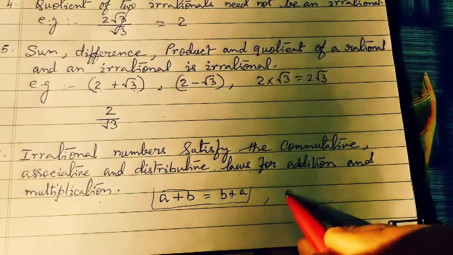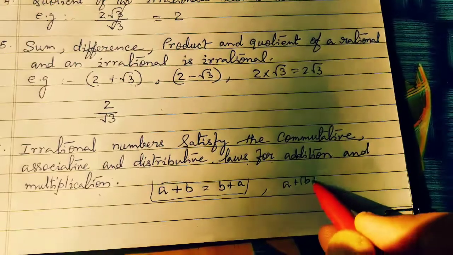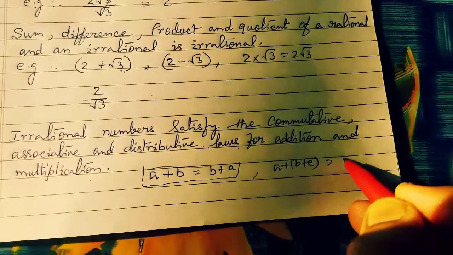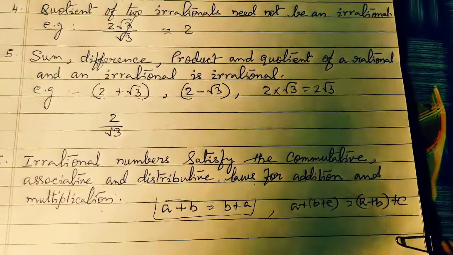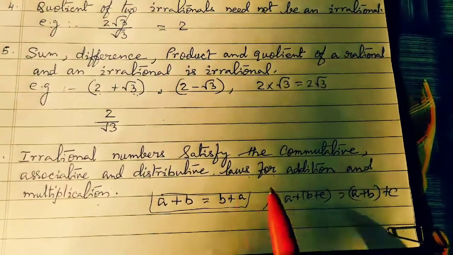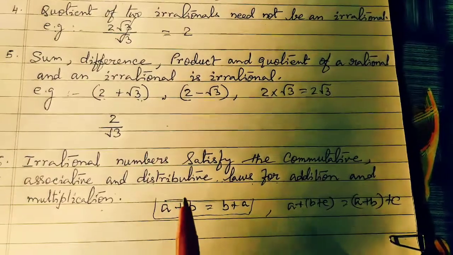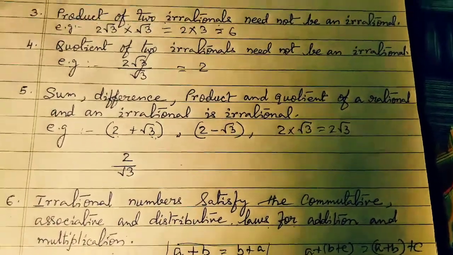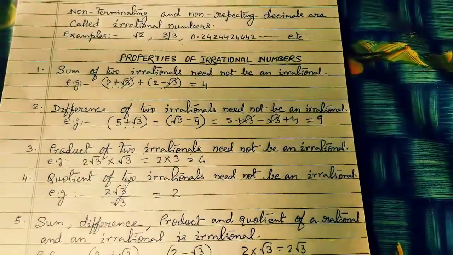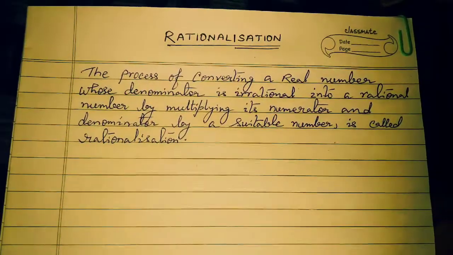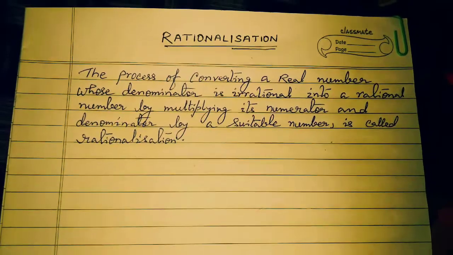Associative: three irrational numbers, if you add A plus B plus C, that is equal to A plus B plus C. This way the commutative, associative and distributive laws hold for addition and multiplication. Clear, students? So these are all properties of irrational numbers. Now rationalization. Try to understand rationalization.